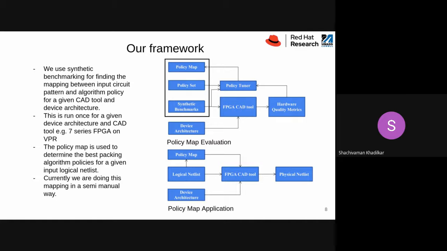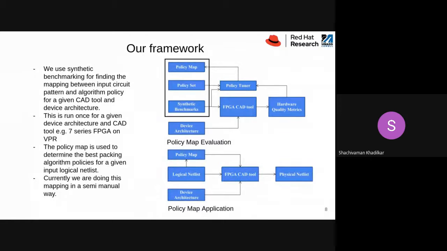This is the framework we have built for tuning critical decisions in CAD algorithms. We focus on the packing stage of the tool flow. We aren't looking to reinvent the wheel, but we look for suboptimal policies in existing algorithms. We identify a set of policies to target. Then we build synthetic benchmarks to give maximum information for a specific decision that the tool makes. We use a set of post-packing and post-routing metrics for determining hardware quality of the implemented netlist.